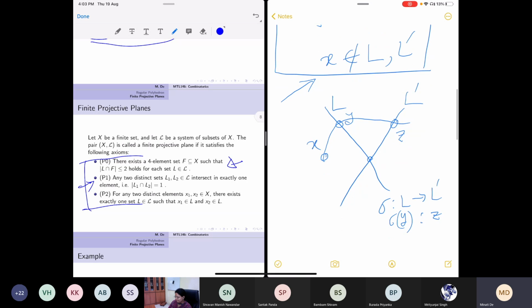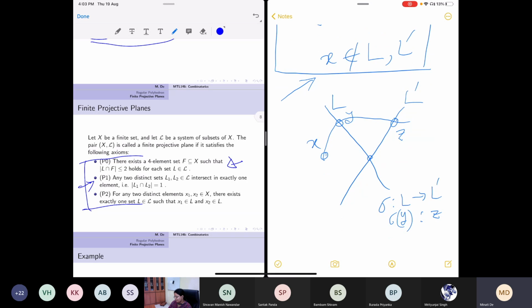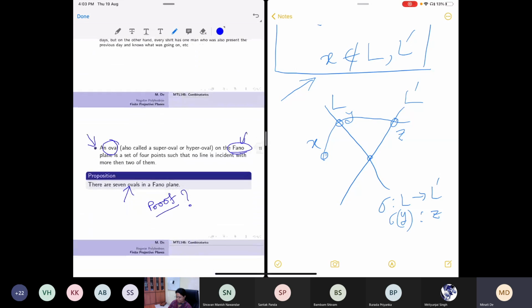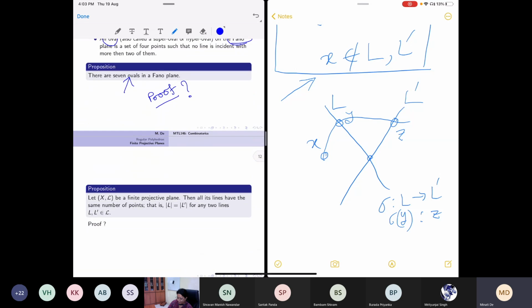Now the left out part is this. You need to check that the function I define from L to L dash using this projection is a bijection. Can you prove it quickly? Then we have this proposition, right? So can you prove that this function is a bijection? Quickly. Okay, this is also very much straightforward, right?